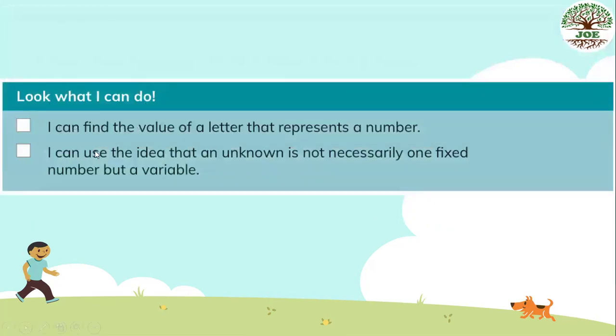Okay, look what I can do. I can find the value of a letter that represents a number. And I can use the idea that an unknown is not necessarily one fixed number, but a variable. We have seen x and y, they have various numbers, not a fixed number.